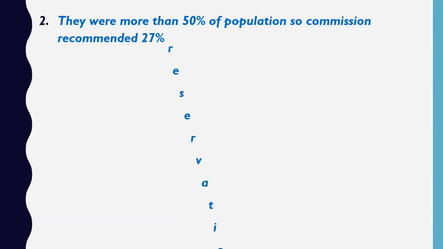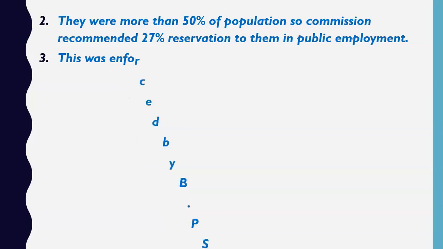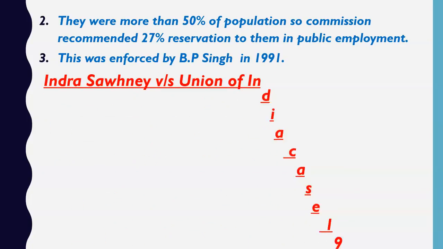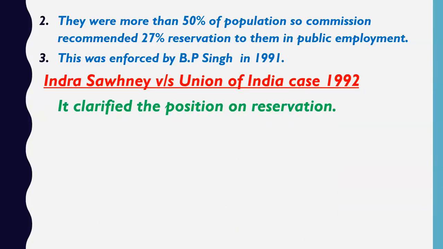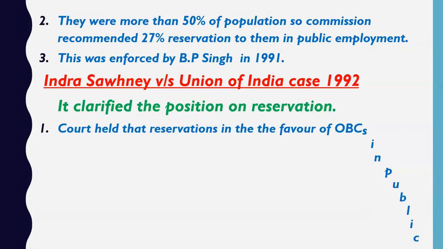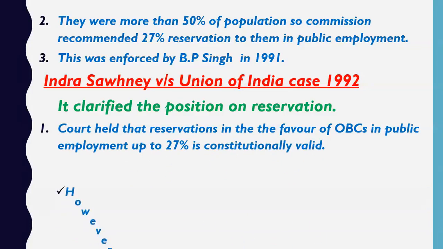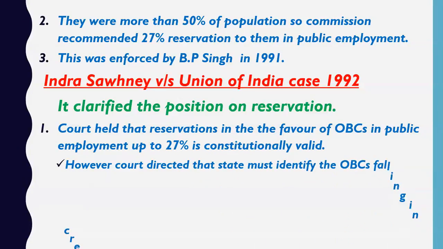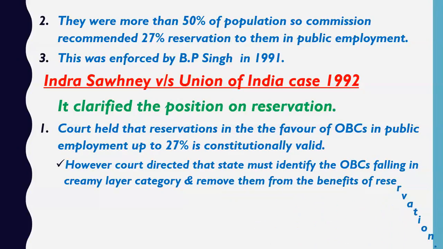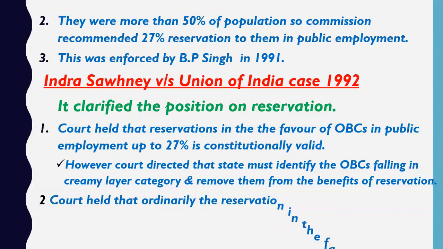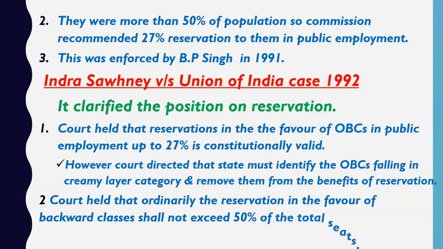Now what was the second provision of the report? Further, the Mandal Commission reported that they were more than 50% of the population of India. So the Mandal Commission recommended at least 20% reservation to them in public employment. The Commission said that their population is more than 50% of the total population of India, so at least 20%, 27% reservation should be provided to them in public employment.